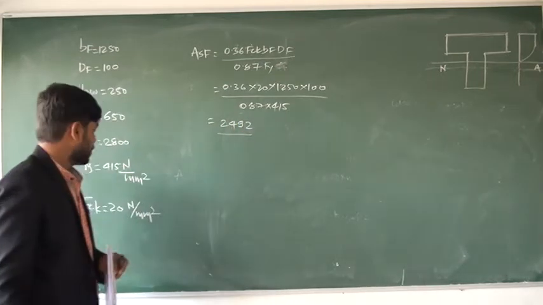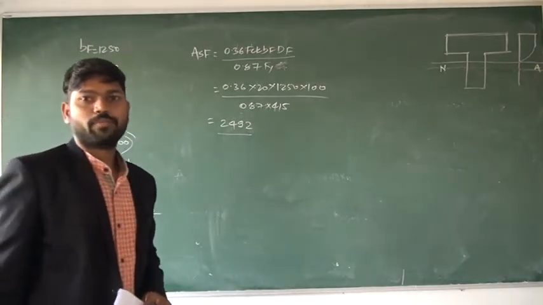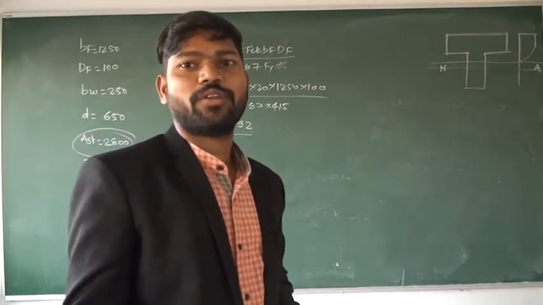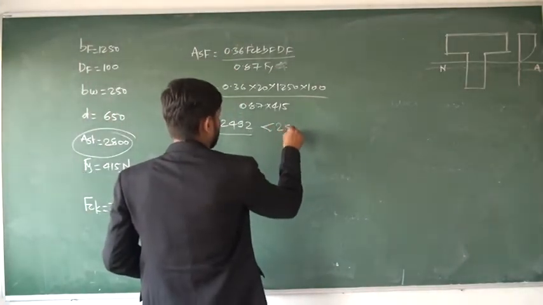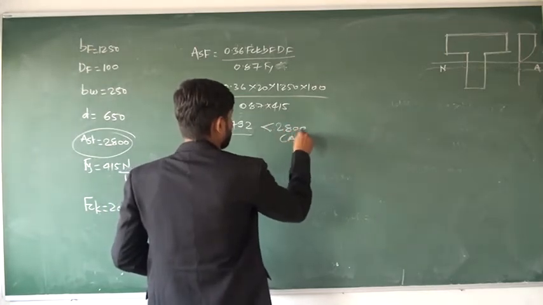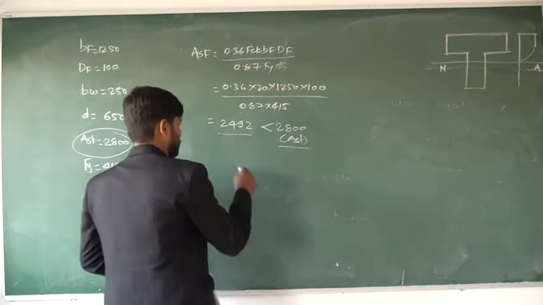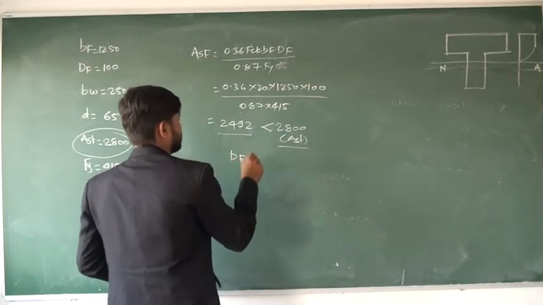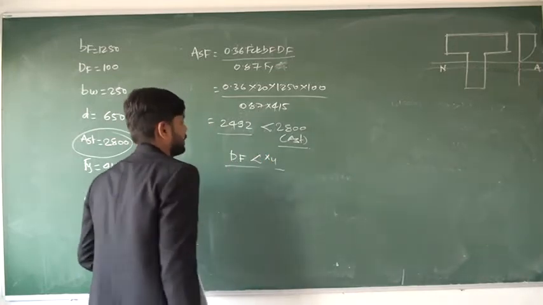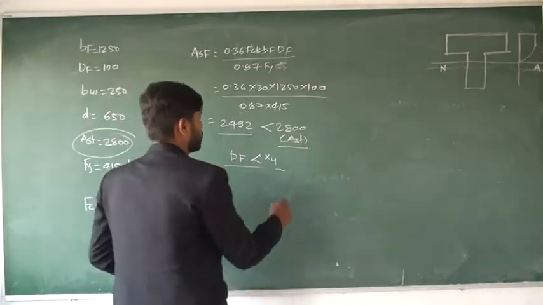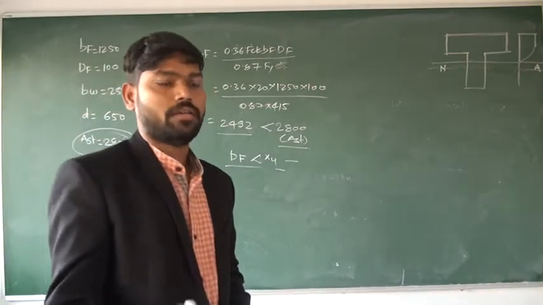Given value of reinforcement is 2800. So given value of reinforcement is more than Astf. It means xu value is more than Df. Given value of Ast is greater than Astf, so xu value is greater than Df. So it will not be in case 1. It may be in case number 2 or 3.